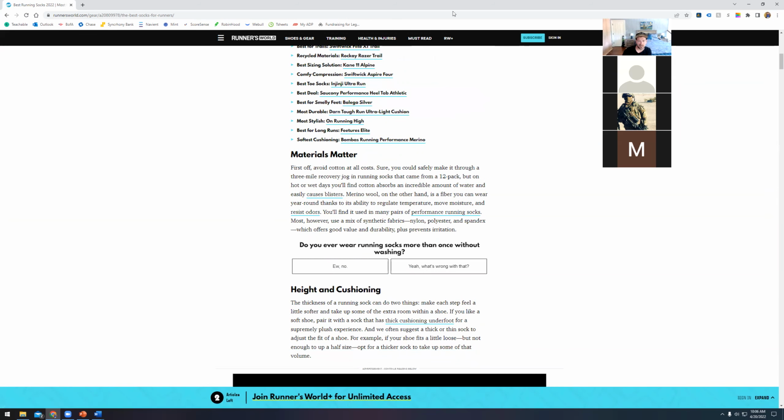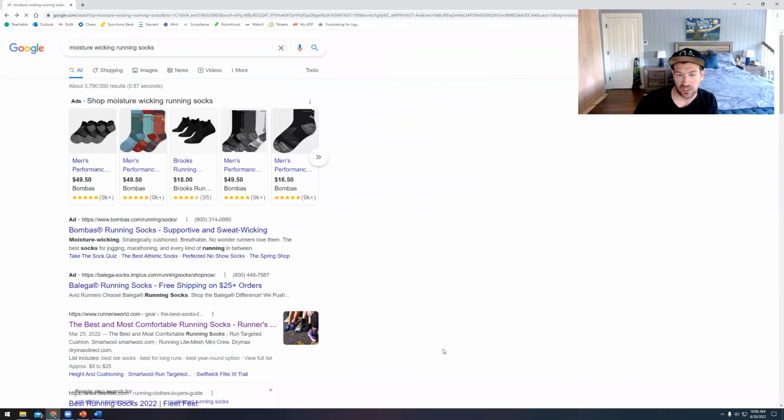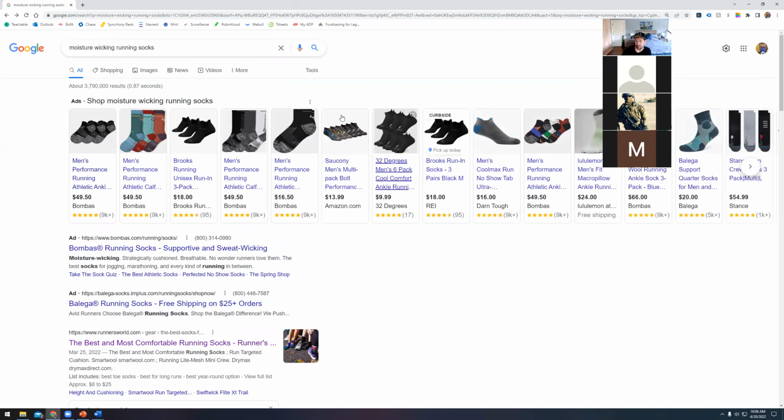So actually you're even seeing here, it's avoid cotton at all costs. If you're doing a 3-mile run or something on hot or wet days, you'll find that cotton absorbs a lot of water and that can easily cause blisters. And blisters are what we're worried about. I used to work at a resort where they would do a 2-hour hike, so our biggest seller in the store was just socks, moisture wicking socks.